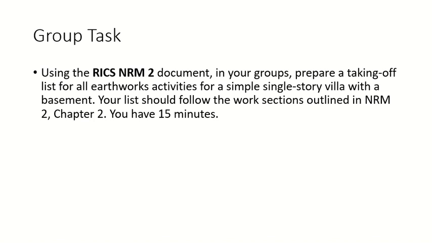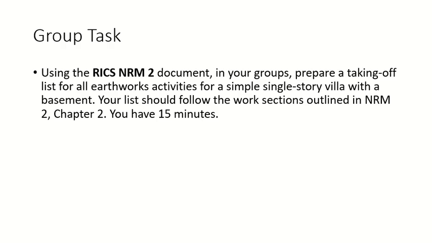Okay, let's say you have a simple single story villa, and it has a basement, and let's prepare an NRM checklist, sorry, taking off list for this item. So the item is only earthworks, so substructure only, and it is for a single story villa which has a basement as well. I don't know why, but it has. Like it has 1 story above and 1 story below. So again you will make the groups. You know how the groups are made.